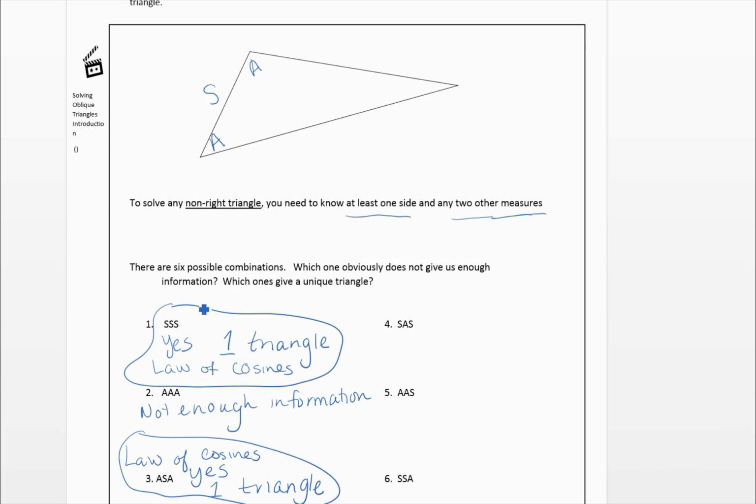Okay, so the next one, number 4, would be side, angle, side. So here you're given 2 sides and the angle that's in between them. And this one we can solve, and it will give us one unique triangle. And it's another one where we will use the law of cosines to start.